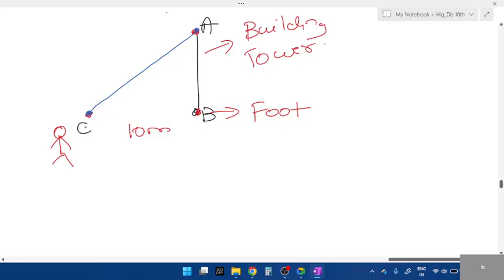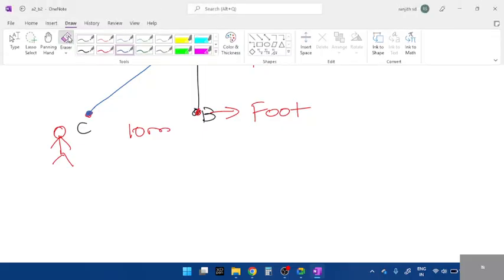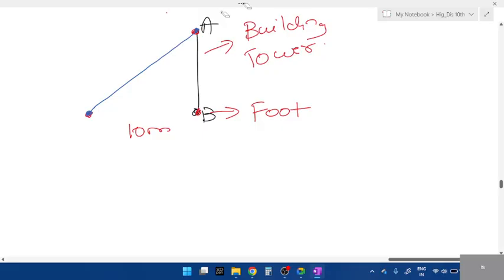Okay. You're standing exactly here. From here, if you want to look at the top of the building, you'll just raise your head above, right? You just tilt your head and look at the building. So this angle is known as the angle of elevation. Theta is known as elevation. Elevate means something which you raise. You just have to raise your head and look at the top of the building. That is known as elevation.